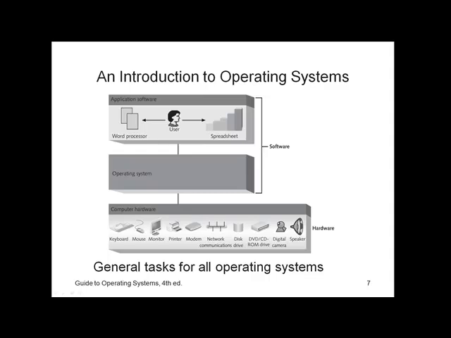Here's a diagram kind of outlining the general tasks for all operating systems. As I pointed out before, the operating system tends to serve as an intermediary between applications that are needed by the user or through the institution and the actual hardware designed to process that data or input that data or output that data.